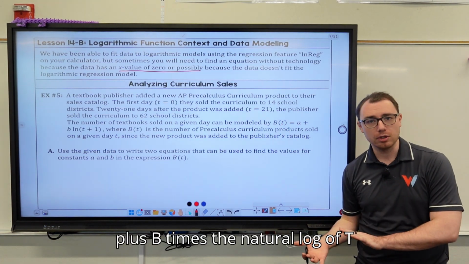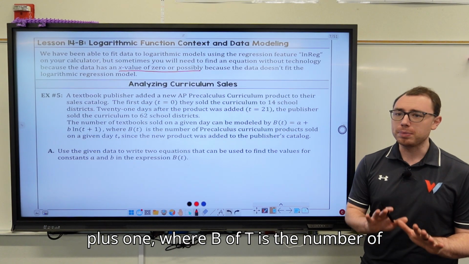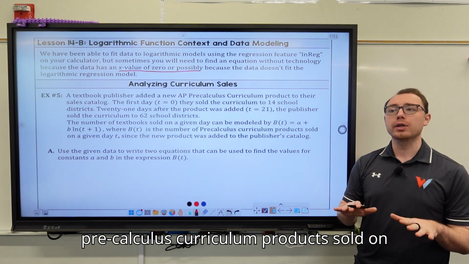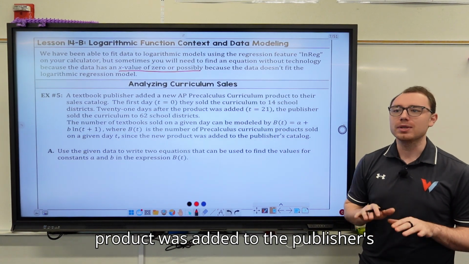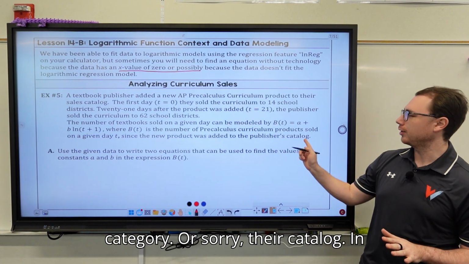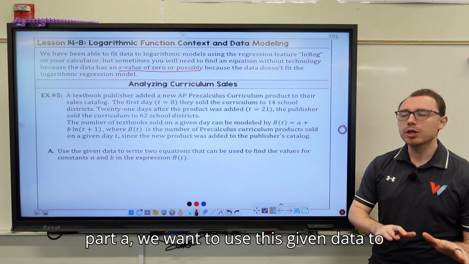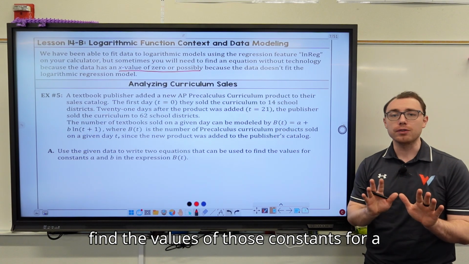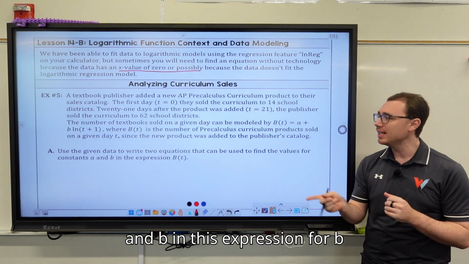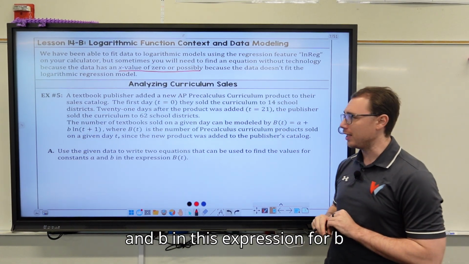The number of textbooks sold on a given day can be modeled by B of t equals a plus b times the natural log of t plus 1, where B of t is the number of pre-calculus curriculum products sold on any given day t since the new product was added to the publisher's catalog. In part A, we want to use this given data to write two equations that can be used to find the values of those constants a and b in this expression for B of t.